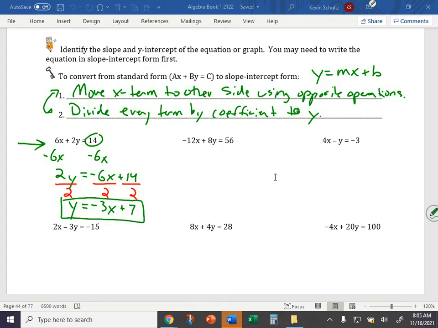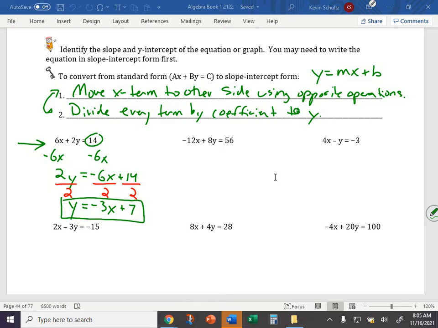I don't know how to say this. What if you can't divide every term by the coefficient, because you end up with a fraction? You mean, are you looking at this next one? Okay, so are you asking if you can't divide because it doesn't go in evenly?